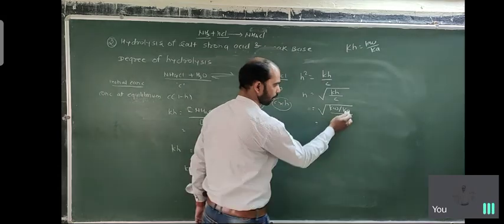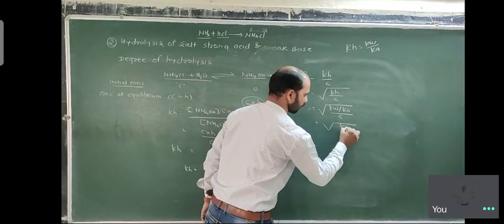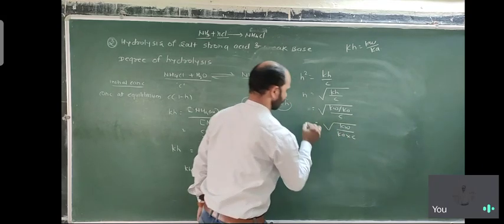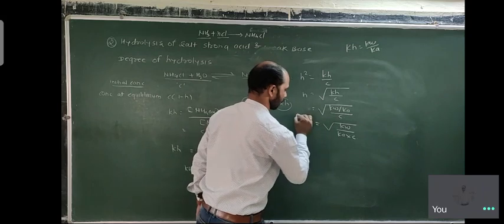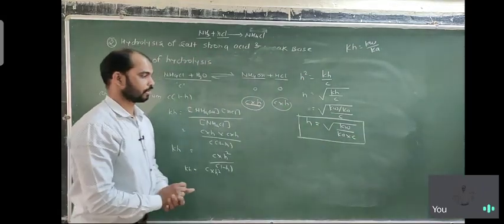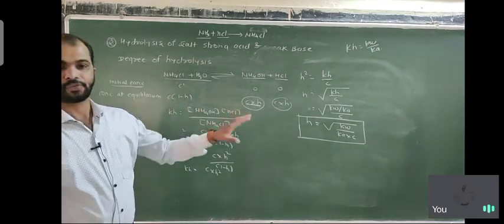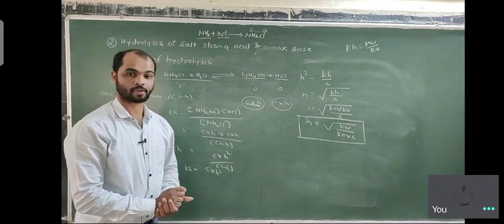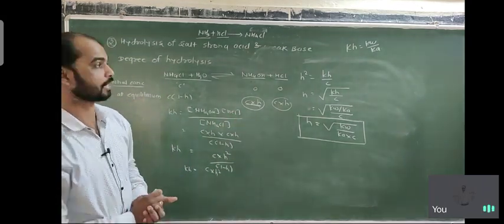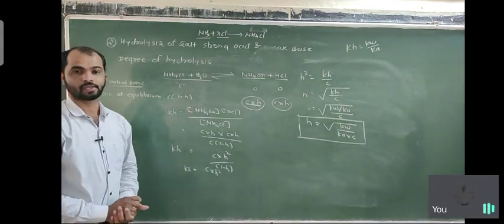So both denominators come together: KW upon KA into C. So H is equal to under root KW upon KA into C, and this equation is used to find the degree of hydrolysis of acid and bases or their salt. So this way we can find the degree of hydrolysis.